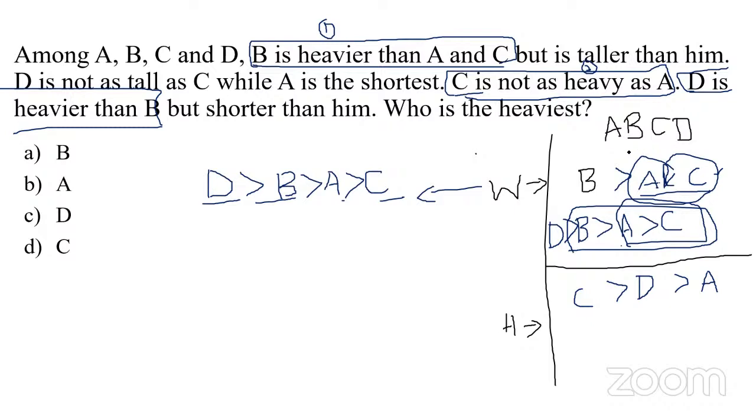Who is the heaviest? C. How? Who is the heaviest? C. D is the heaviest, right? In this statement itself, D is heavier than B. So we have already seen up to B. So D is heavier. It is in increasing order, right? The weight is in increasing order. This way, increasing order. Fine.